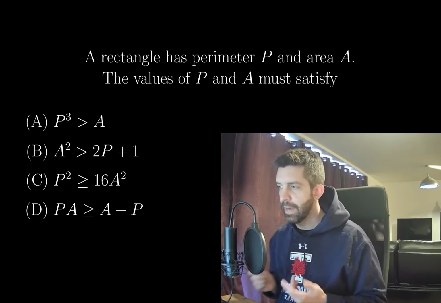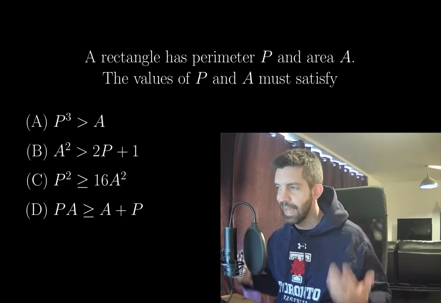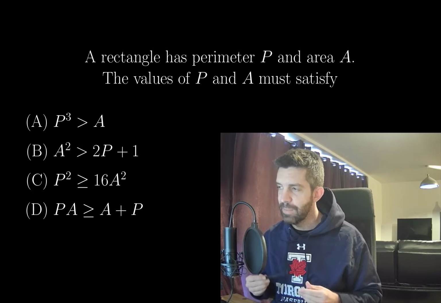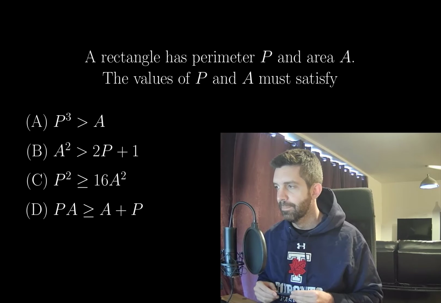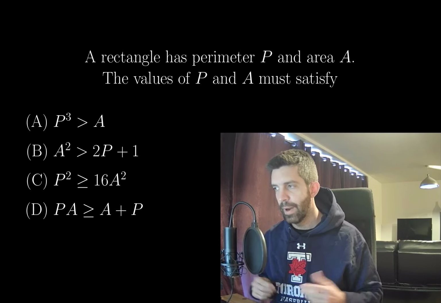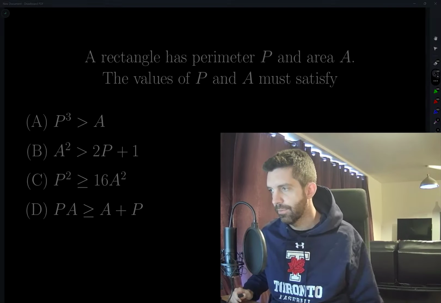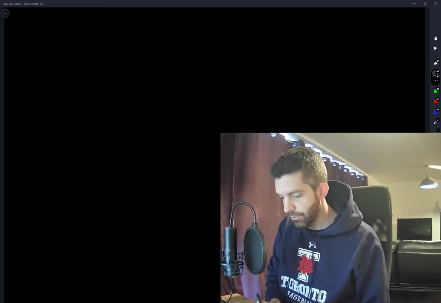And option D doesn't make sense. On the right-hand side, area plus perimeter, again, these have different units, so they can't even be added together. And on the left-hand side, P times A will have units of length cubed. On the right-hand side, again, it doesn't make sense, but whether it's length squared or length, it's not comparable. So the answer here is going to be C.